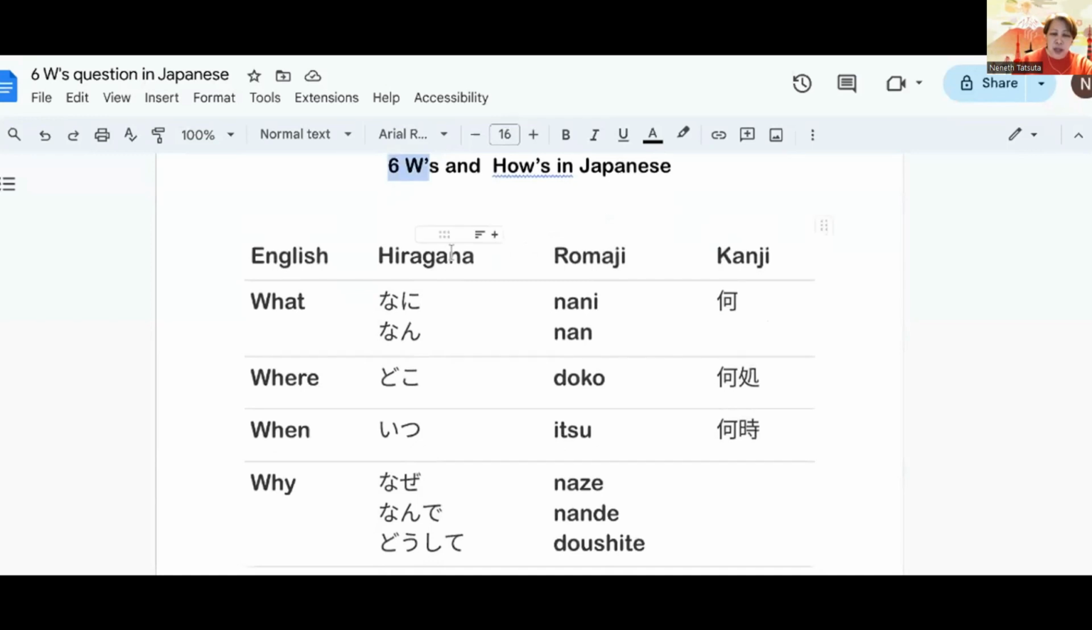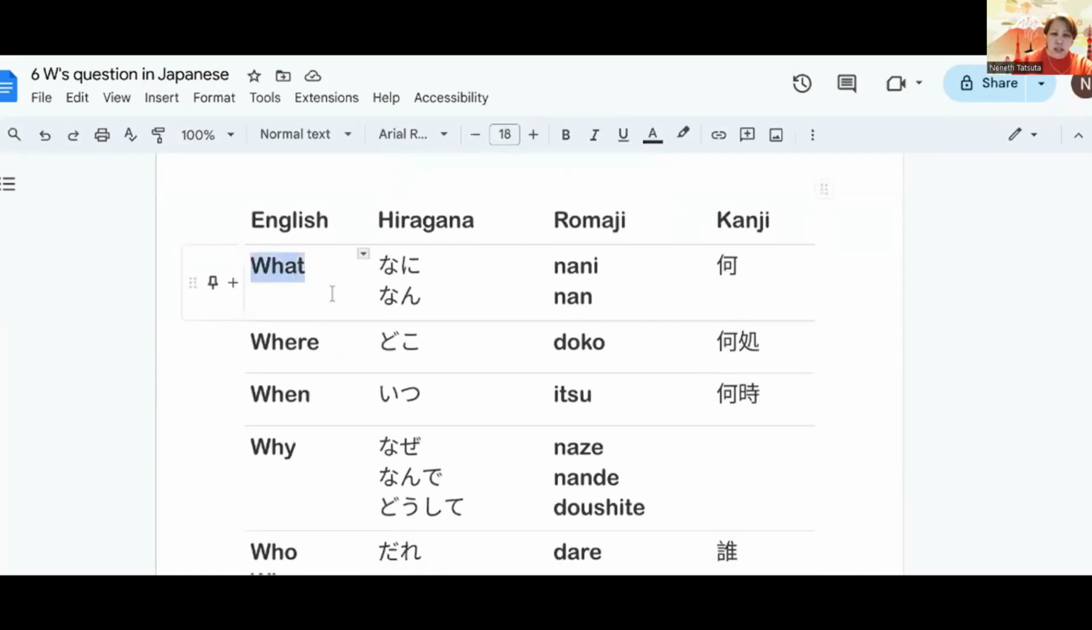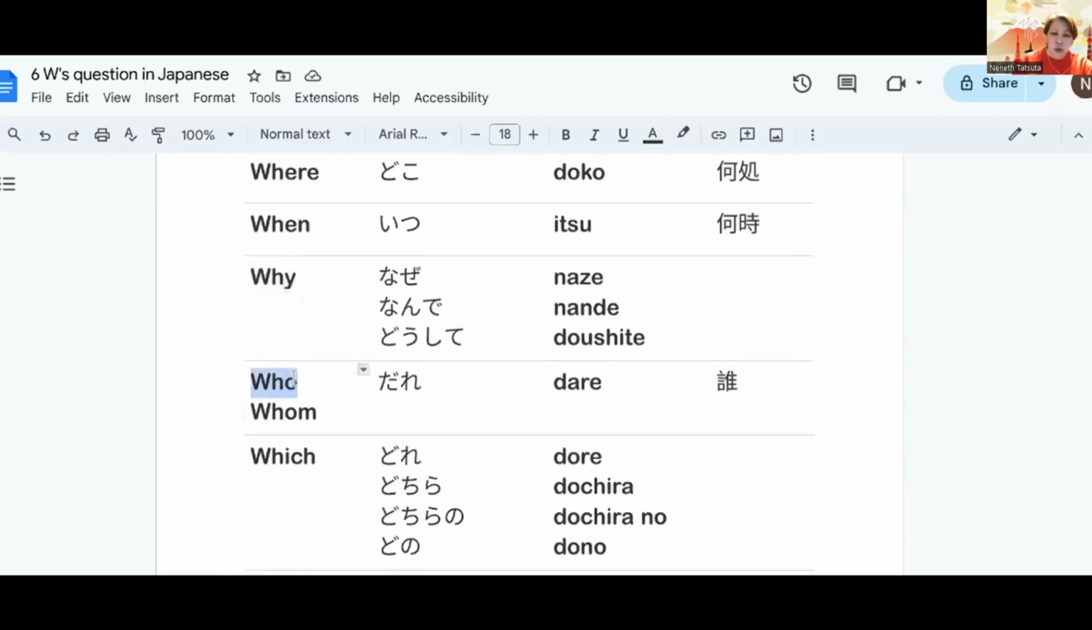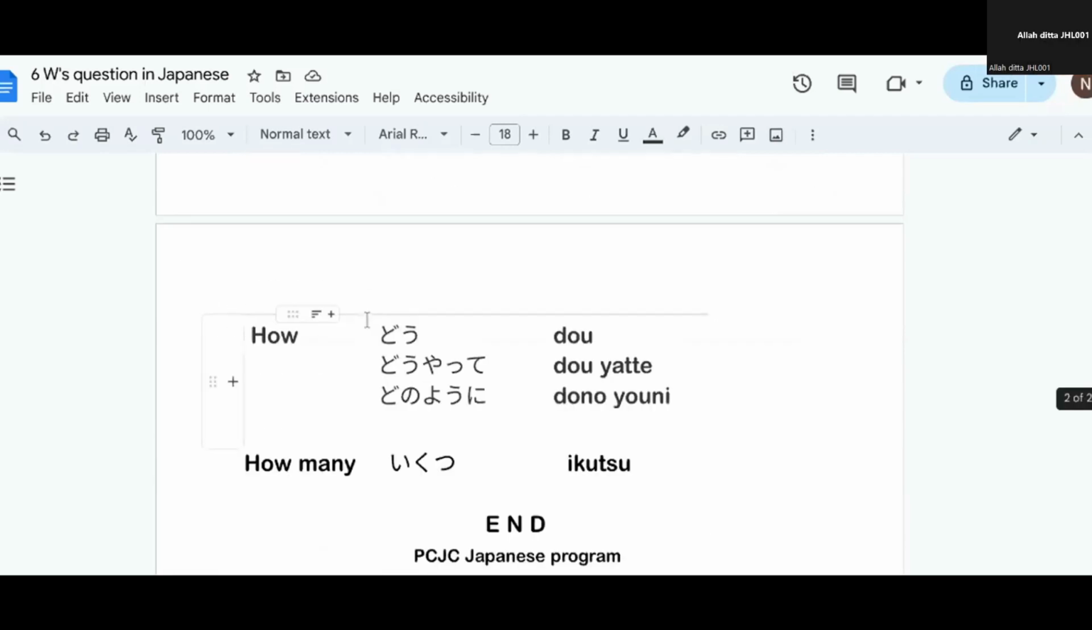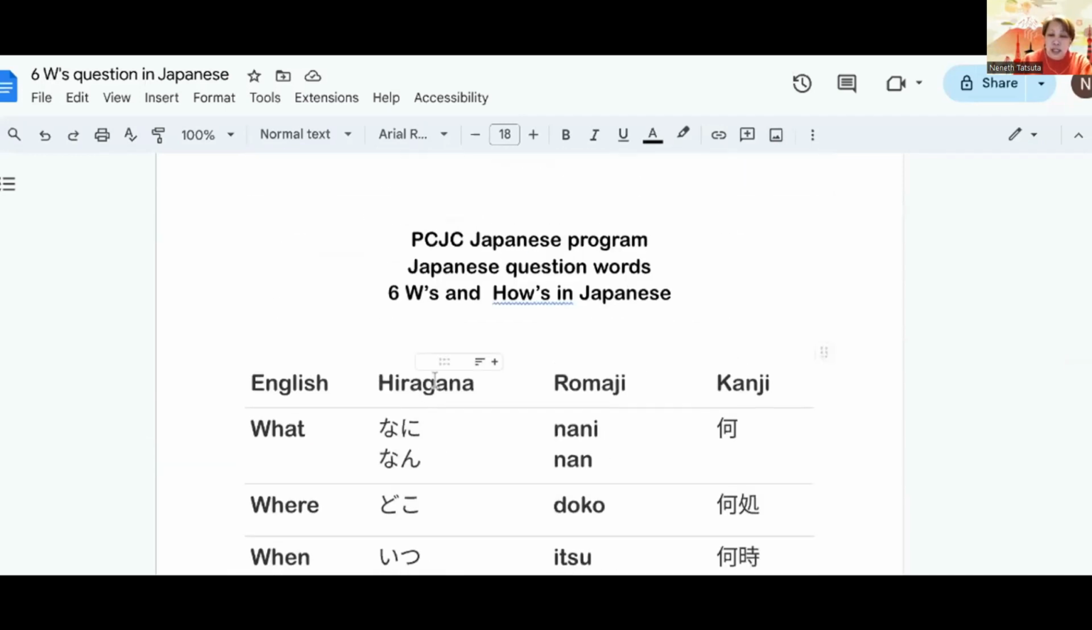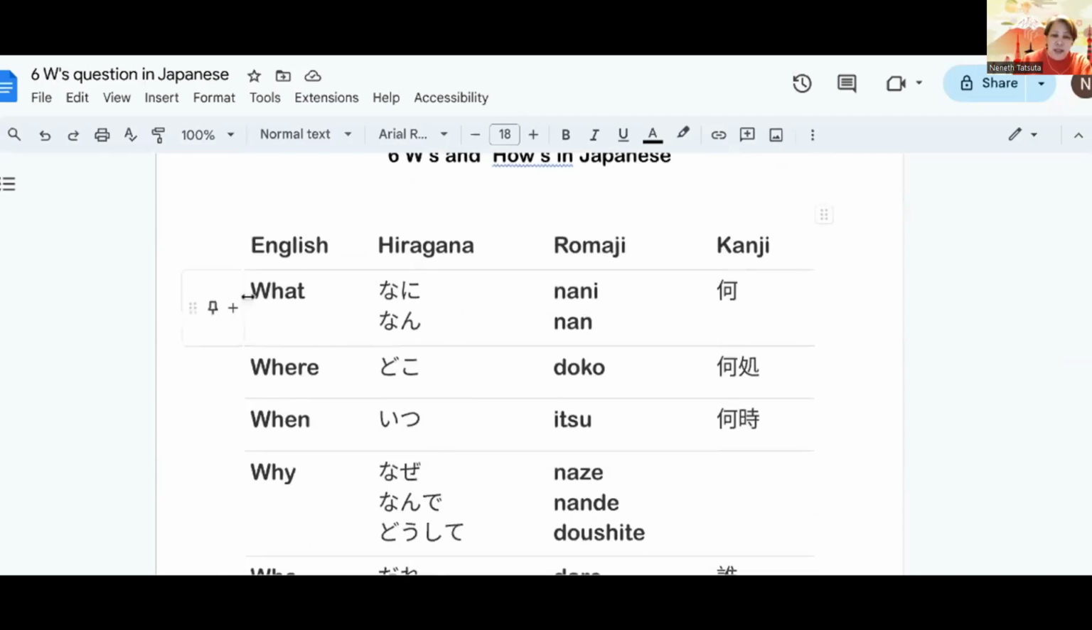In English, we have what, where, when, why, who, how. We can add how many. So these are all the question words in Japanese. Okay, the what is nani or nan. It can be nani or nan.